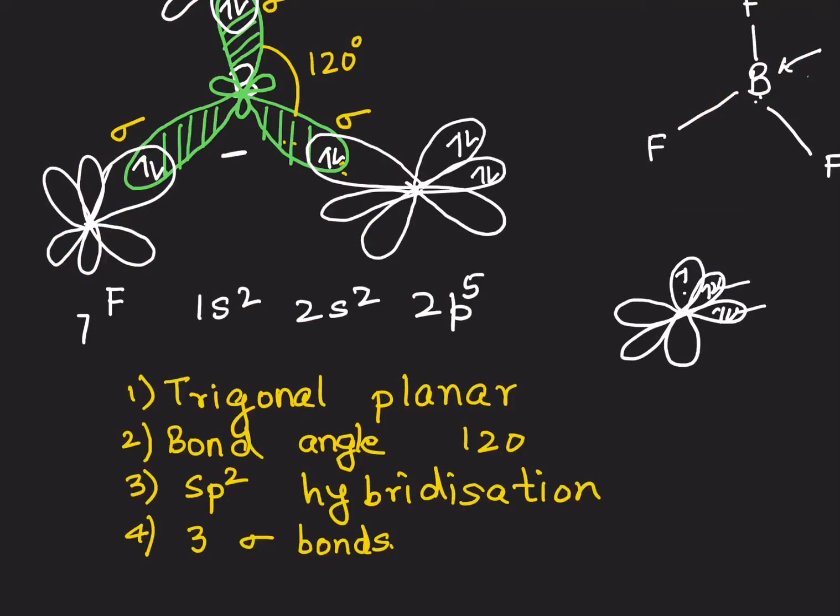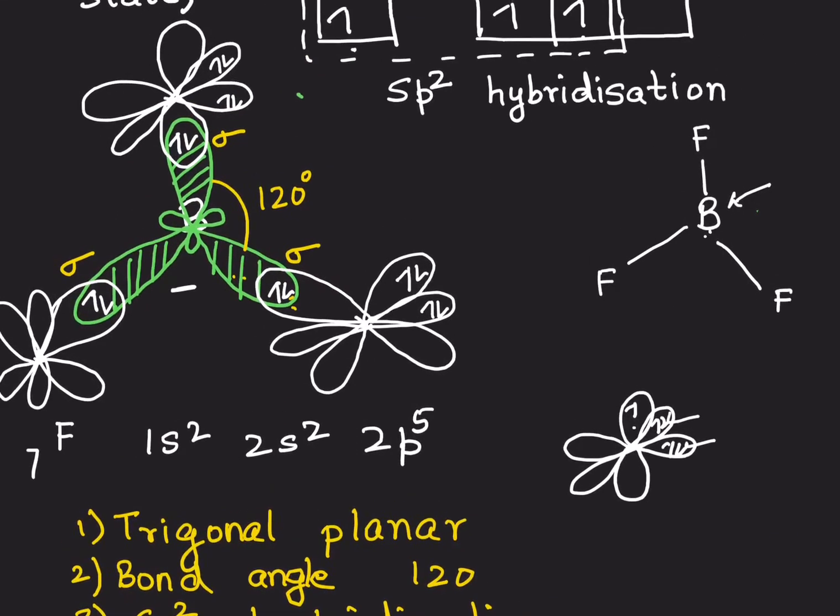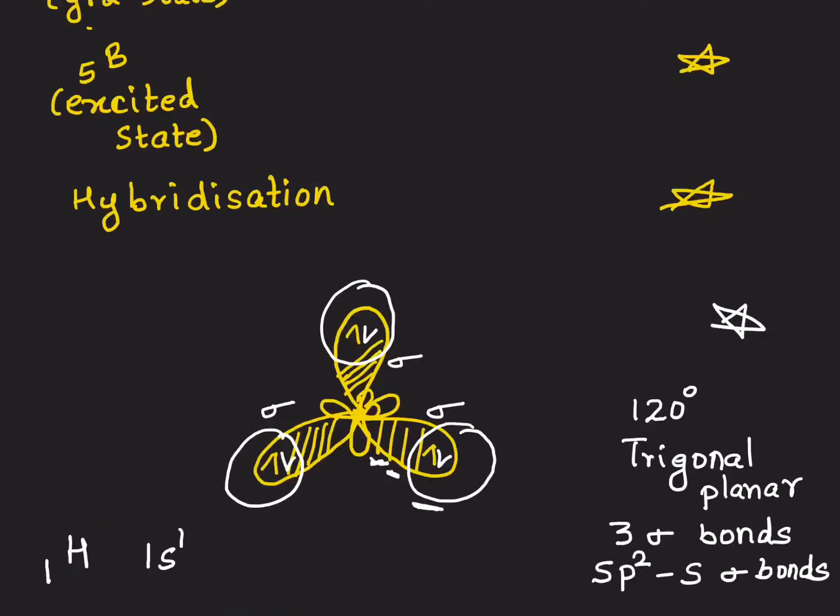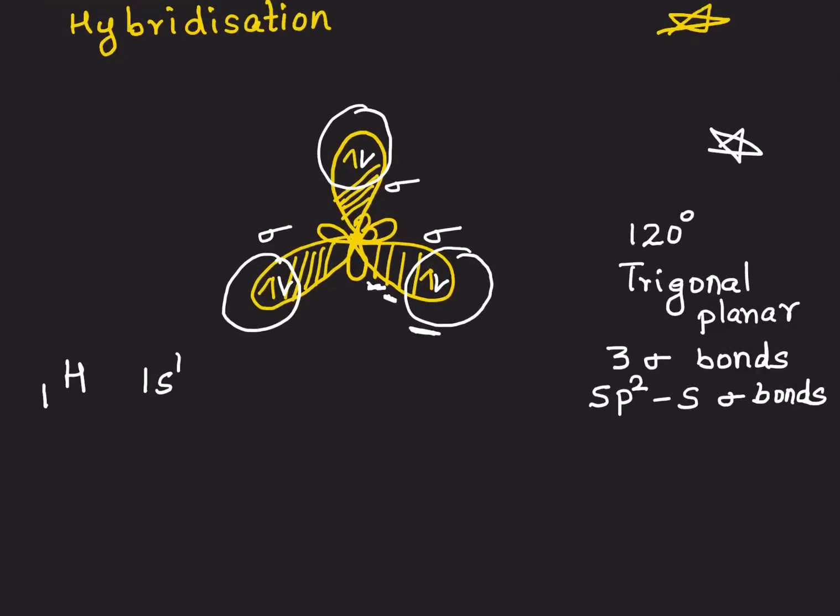Just going back to boron trifluoride, where we wrote 3 sigma bonds. Now, can you tell me what overlaps should I write? Correct. The overlap is between sp2 hybrid orbital of boron and the p orbital of fluorine, right? So sp2-p overlaps. And how many of such overlaps are there? Again, it is 3. So this is what I was talking about when we were saying about the head-on overlap.